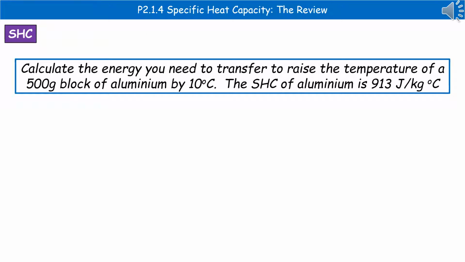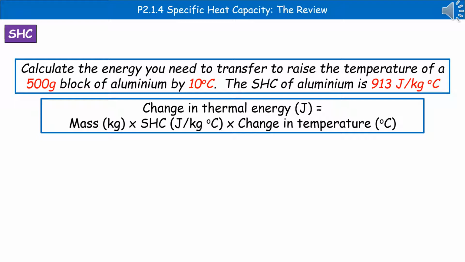To give you an example of the kind of question they could ask us to do with specific heat capacity, here's an example. Calculate the energy you need to transfer to raise the temperature of a 500 gram block of aluminium by 10 degrees Celsius. The specific heat capacity of aluminium is 913 joules per kilogram degree Celsius. As always, when it comes to a calculation question, the first thing we do is underline, circle or highlight the key bits of information. So I've done that for you in red, as you can see in the question.